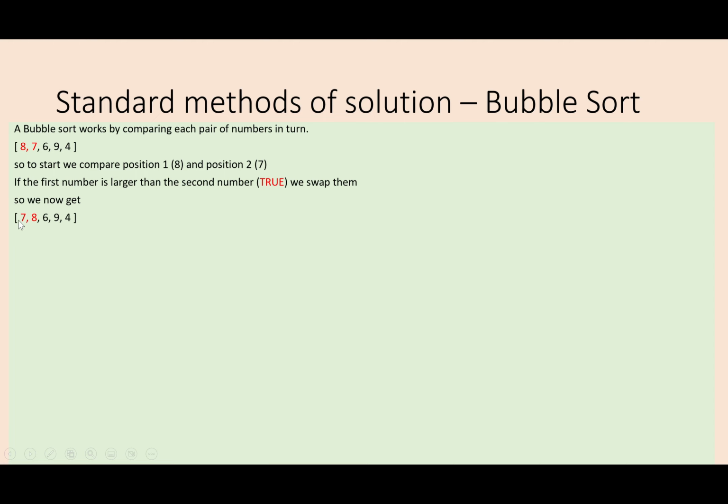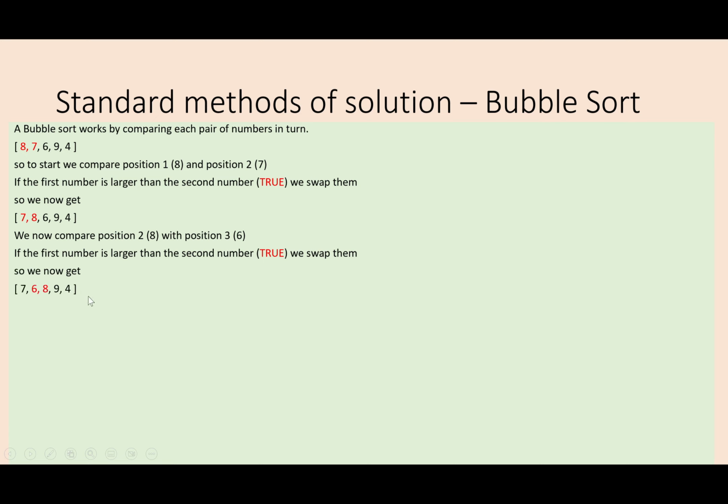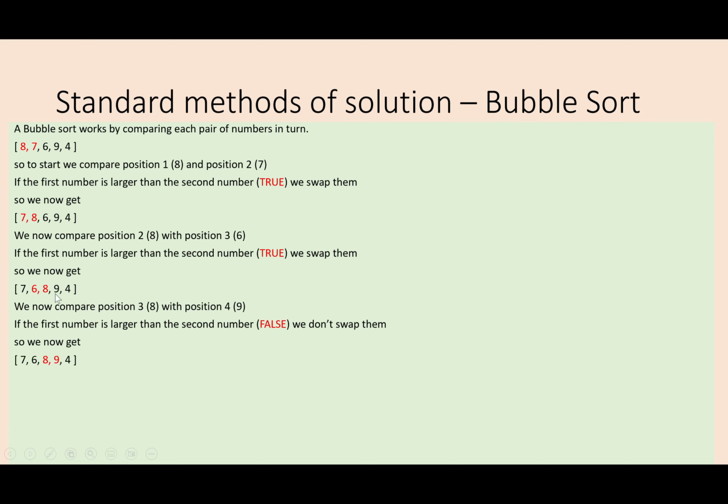So we've compared position 1 and 2. We're now going to compare position 2 and 3. So position 2 is 8, position 3 is 6. If the first number is bigger than the second number, then we swap them. So we've now swapped them, and you can see this 8 is moving along here. We've done 1 and 2, we've done 2 and 3, we're now going to do 3 and 4, which is 8 and 9. And this time we get a false, so we don't swap them. So the array is still the same.